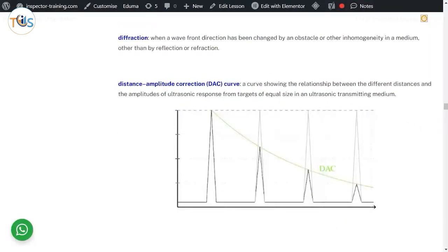Diffraction: when a wave front direction has been changed by an obstacle or an inhomogeneity in the medium, other than by reflection or refraction. We'll discuss this later on.